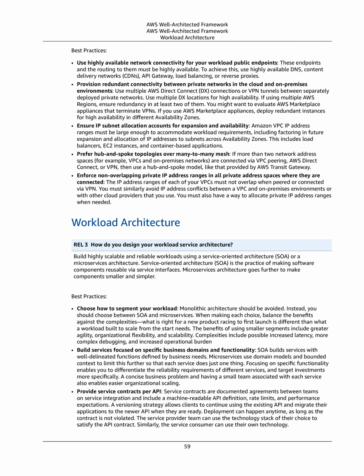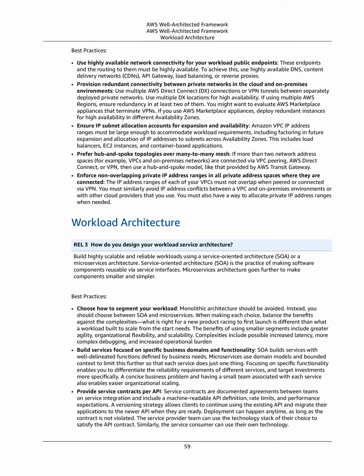If using multiple AWS regions, ensure redundancy in at least 2 of them. You might want to evaluate AWS Marketplace appliances that terminate VPNs. If you use AWS Marketplace appliances, deploy redundant instances for high availability in different availability zones. Ensure IP subnet allocation accounts for expansion and availability. Amazon VPC IP address ranges must be large enough to accommodate workload requirements, including factoring in future expansion and allocation of IP addresses to subnets across availability zones. This includes load balancers, EC2 instances, and container-based applications.